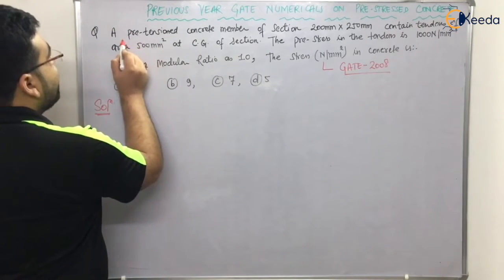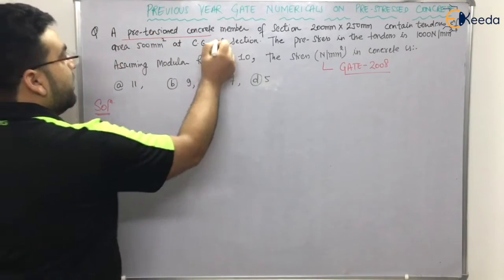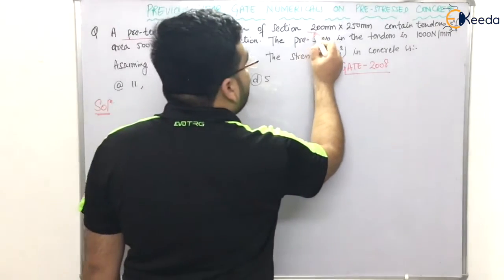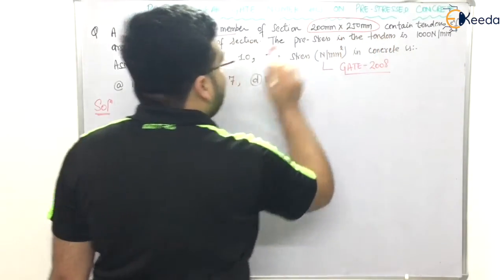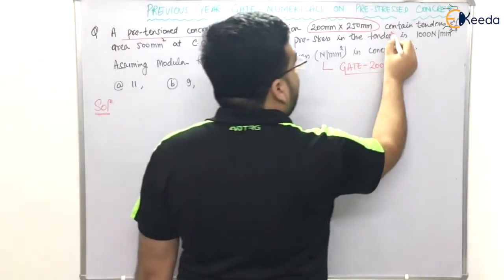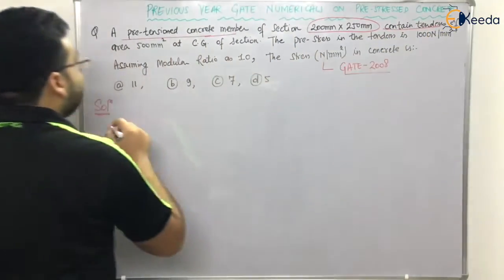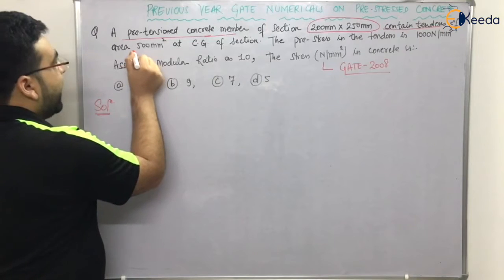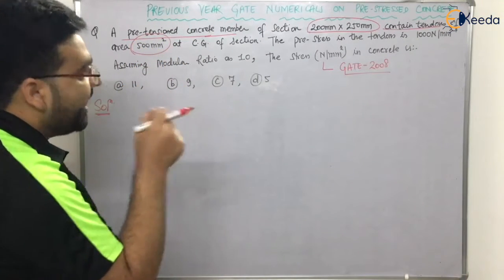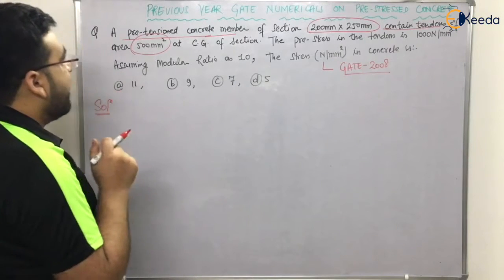A pre-tensioned concrete member of section 200 mm into 250 mm. This is the section given, and the area of section is also given. It contains tendons of area 500 mm square. So the area of tendons has been given to you as 500 mm square.